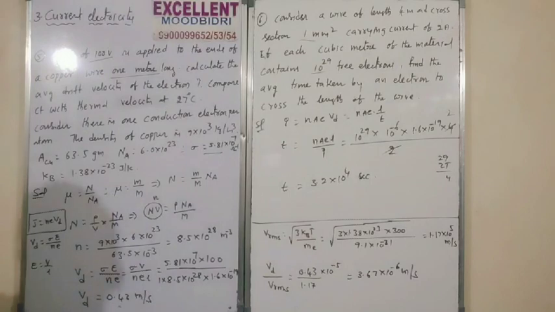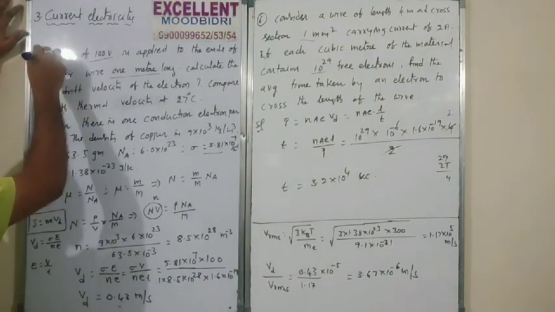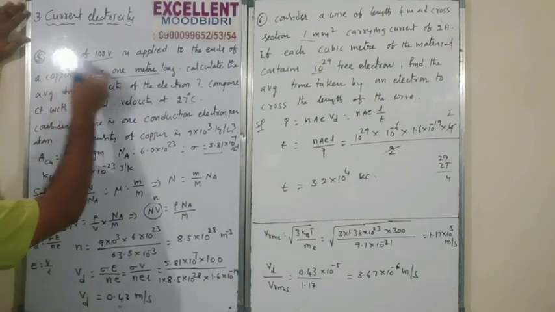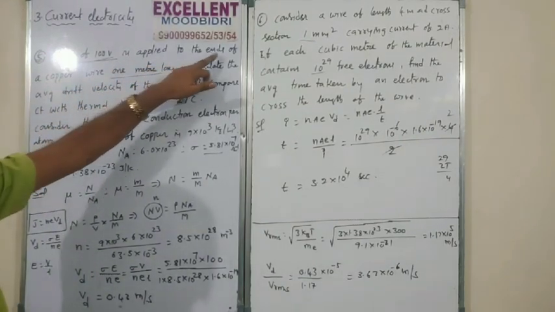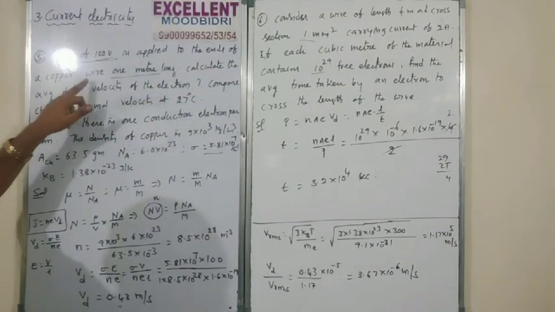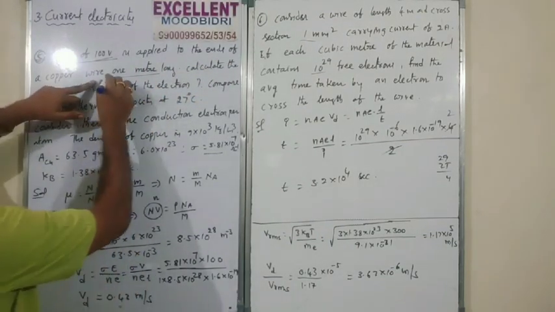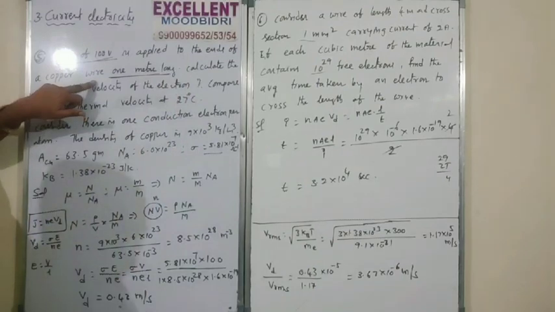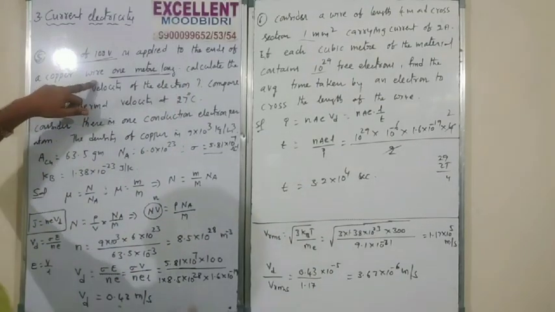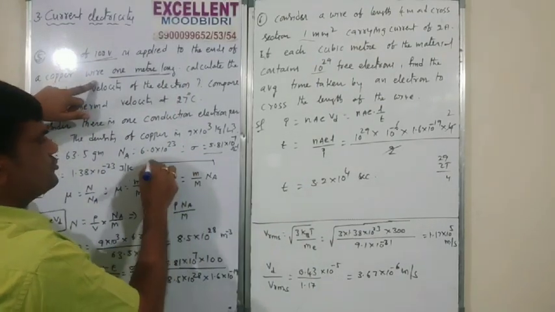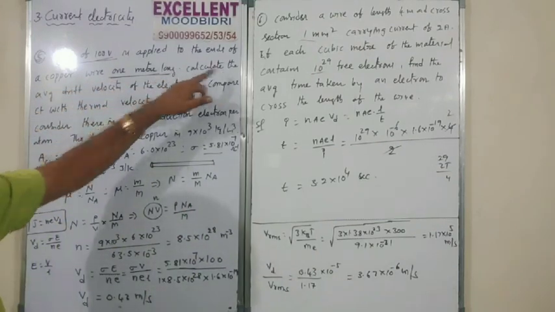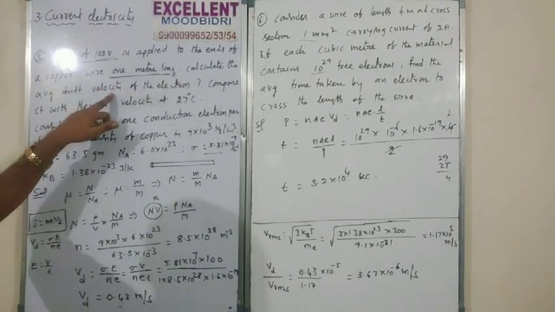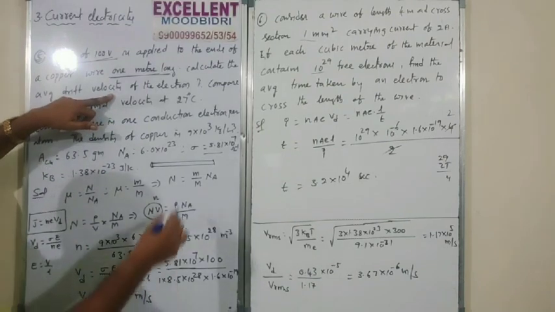Right. So problem number 5, a very interesting problem. A potential difference of 100 volt is applied to the ends of a copper wire 1 meter long. Copper wire length is equal to 1 meter is given. Calculate the average drift velocity of electrons.